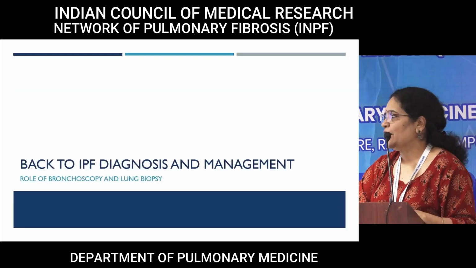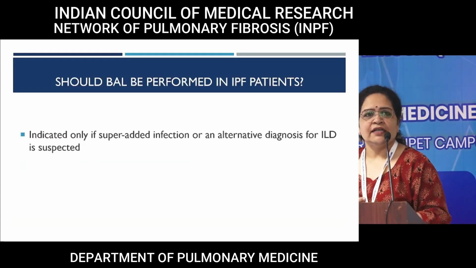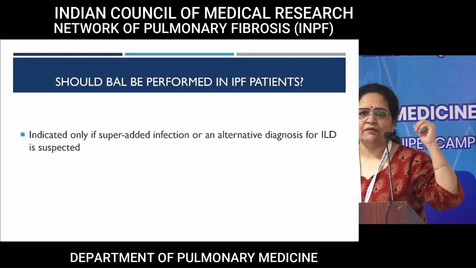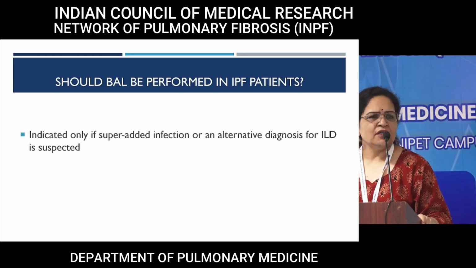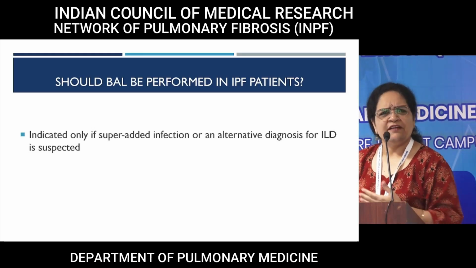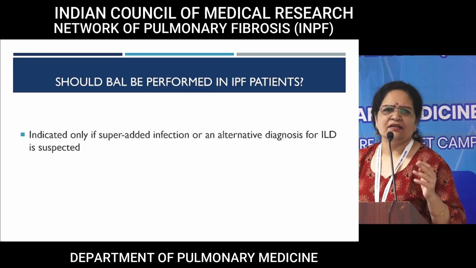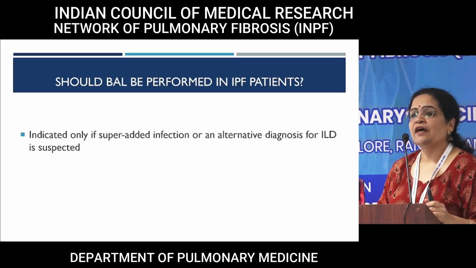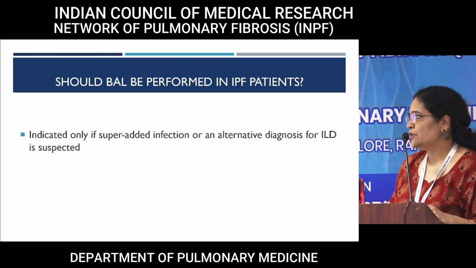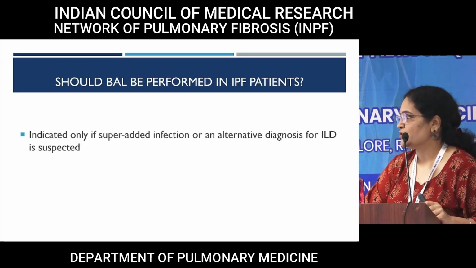So back to the diagnosis and management. Should we do a BAL? Now we have done all this. It's our pulmonologist's trigger finger that we want to put a bronchoscope in everybody. The bronchoscope is a stethoscope. So can I just go in? His FEV1 was more than a liter. Can I just go in and do a BAL and see what is there? We should do a BAL only if I'm suspecting a superadded infection or if I have an alternative diagnosis. So no question of BAL in this patient.